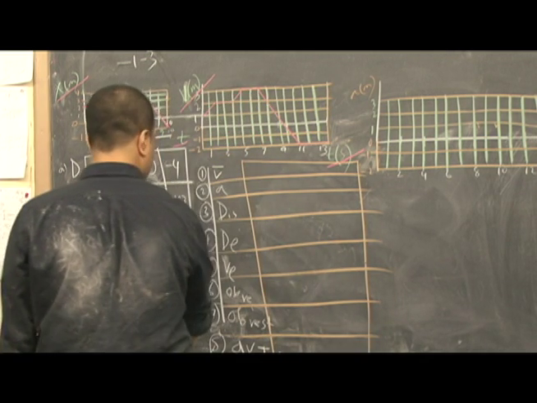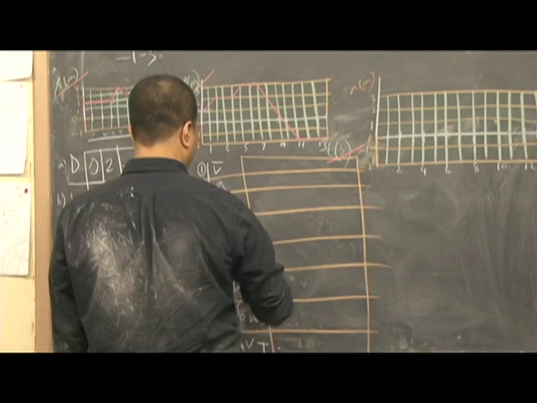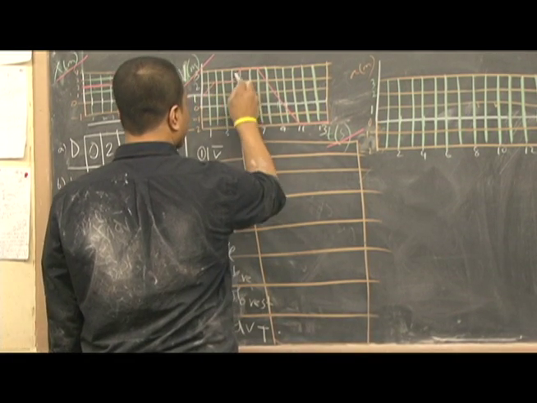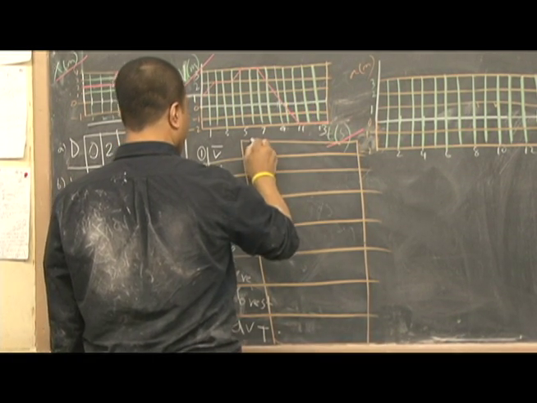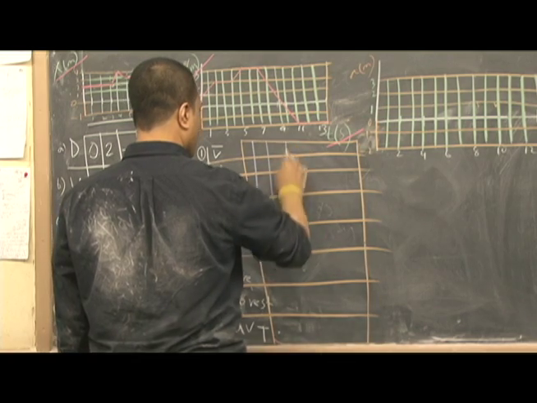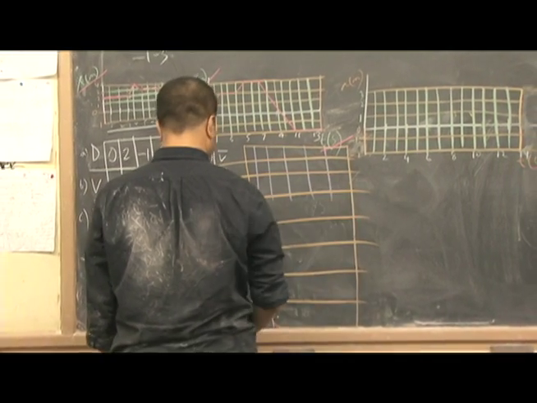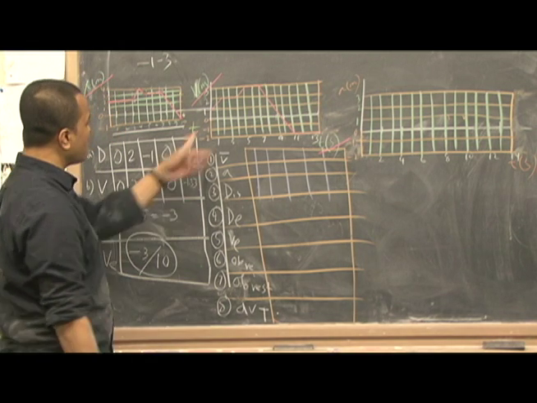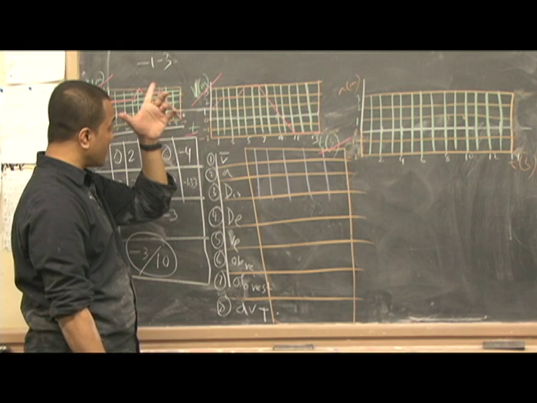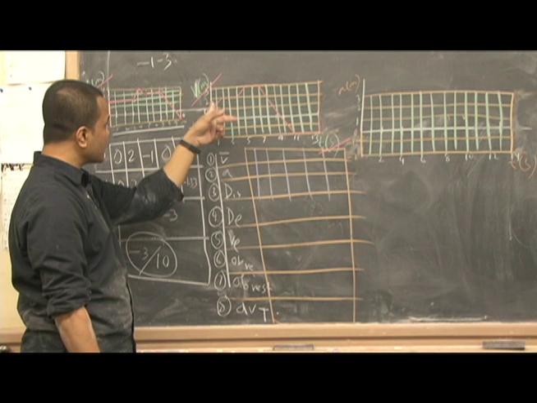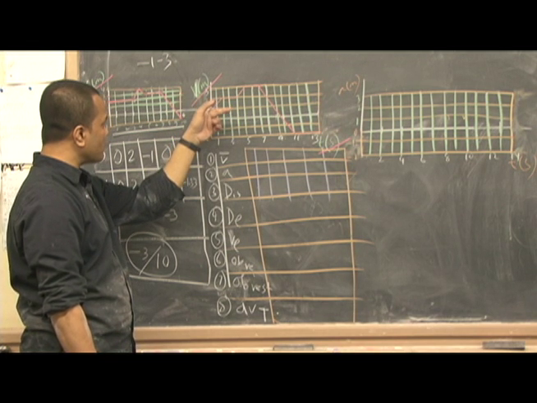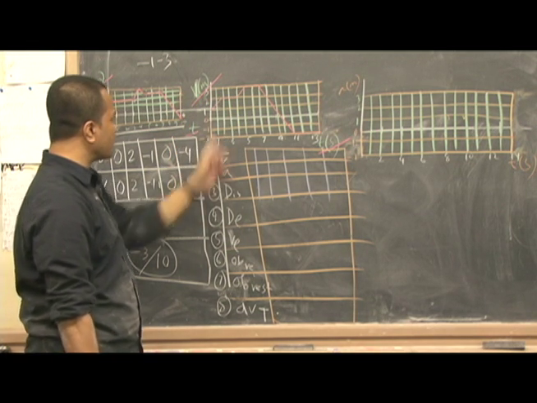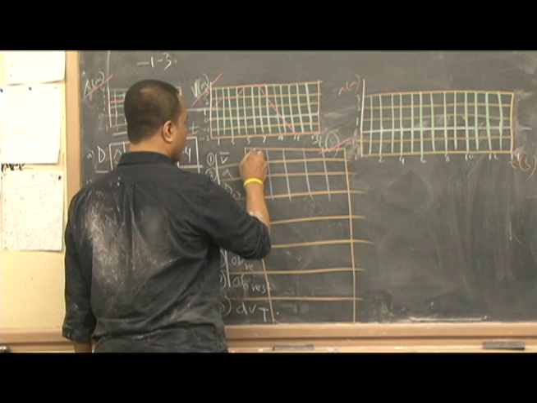All right, so now 1, 2, 3, 4, 5, 6. So 1, 2, 3, 4, 5, 6. Okay, so what is the velocity of this one? The velocity of this one is 2 plus 1, 3. 3 divided by 2 is 1.5.